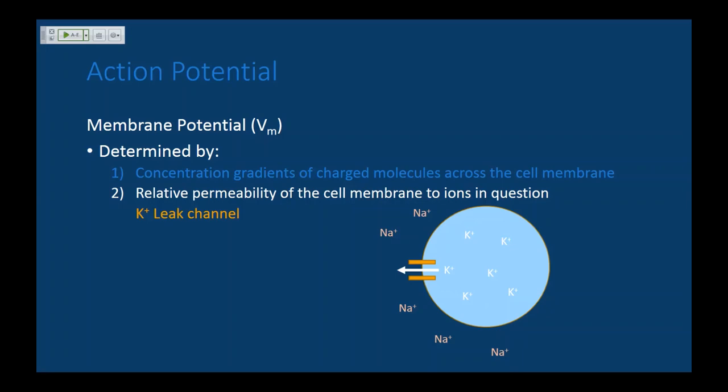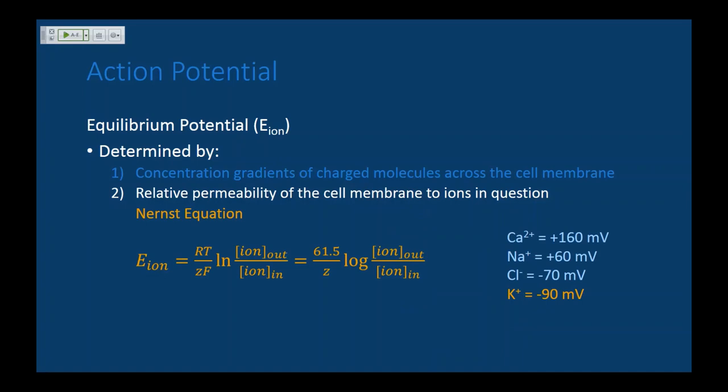Okay, so at the equilibrium potential, once that's reached, there's going to be no net flux of ions across the membrane, which means ions will be moving, but any that move out will be balanced by some that move in. Okay, so no net flux.